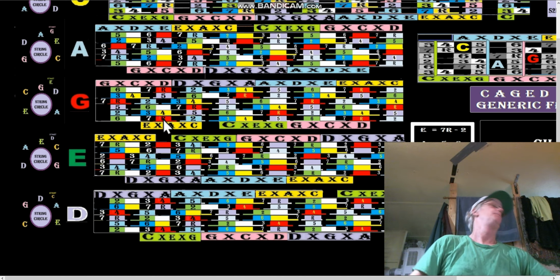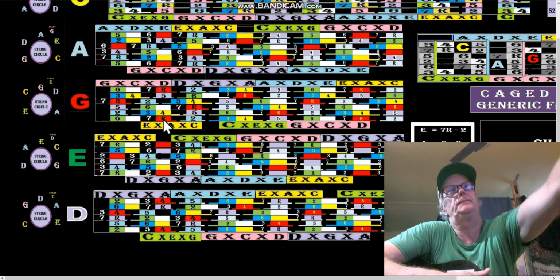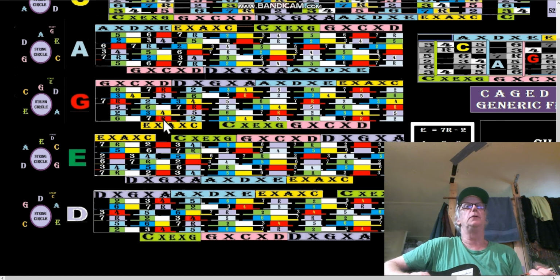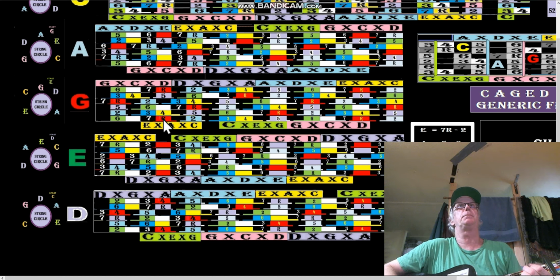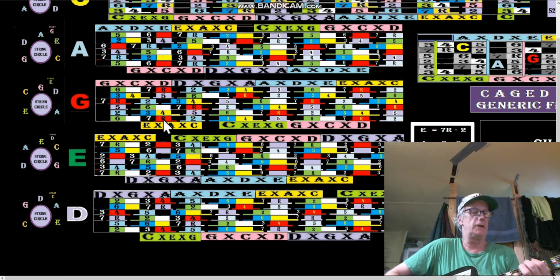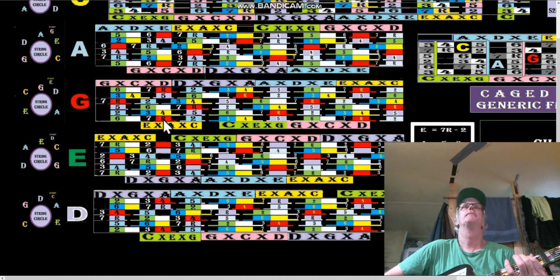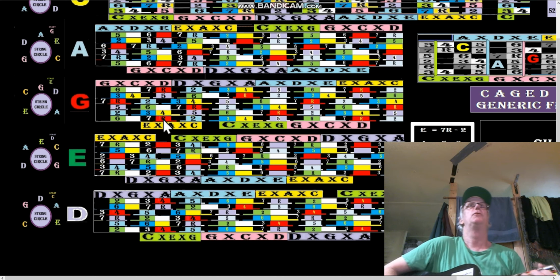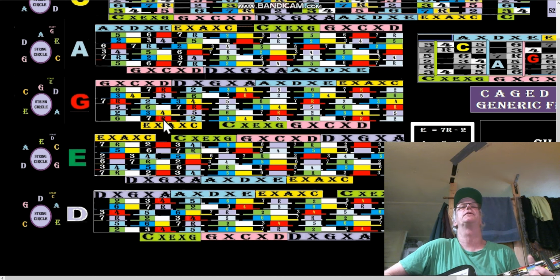So if this is a capo, if this is your fret nut, sure, you can do a lot of G in the G shape. 6, 7, root, right? 6, 7, root, 2, 3, 4, 5, 6. Then I have to go up to get the 7. Root, 2, 3, 4, 5, 6, 7, root.